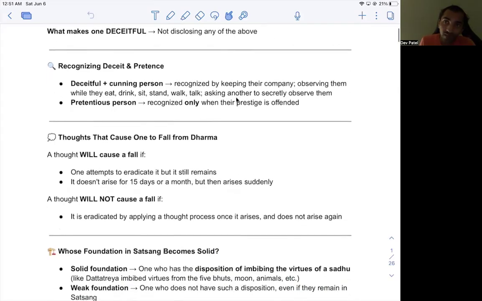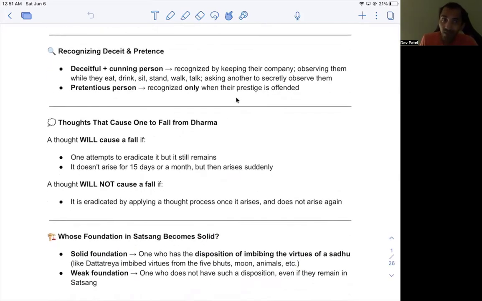and thoughts that cause falls include attempting to eradicate that thought, but it still remains. But then it will still, and then it arises again. That causes a fall, but it does not cause a fall if it's eradicated through a thought process, and once it arises one time and does not arise again. So this thought arises, it's eradicated through another thought process, and it does not arise again. So then the thought doesn't cause a fall if it is immediately eradicated.